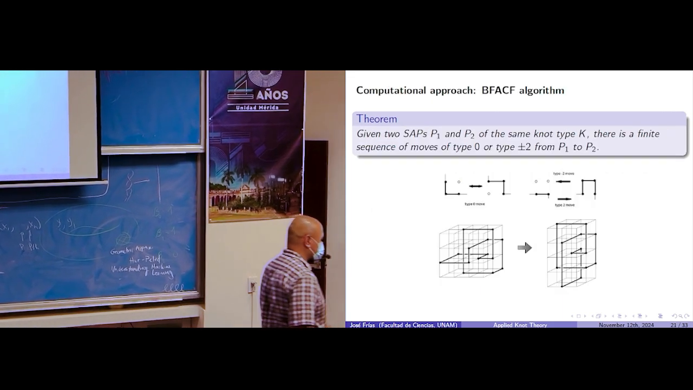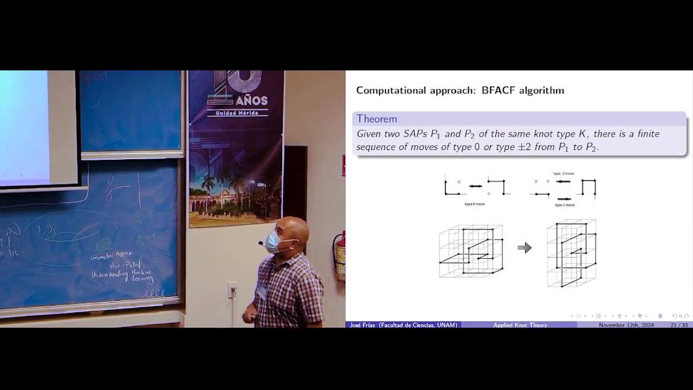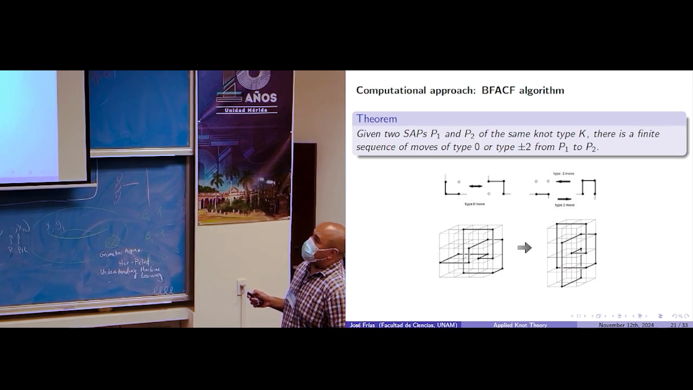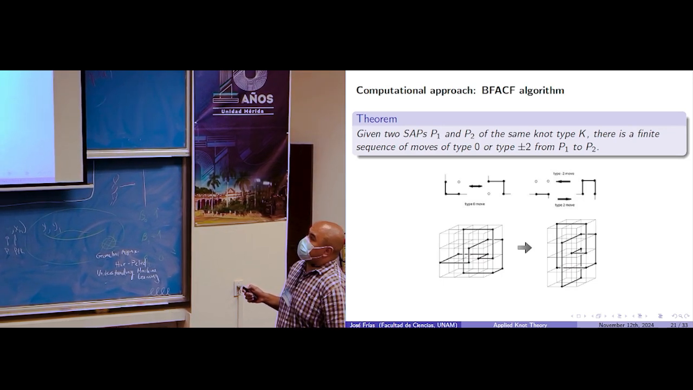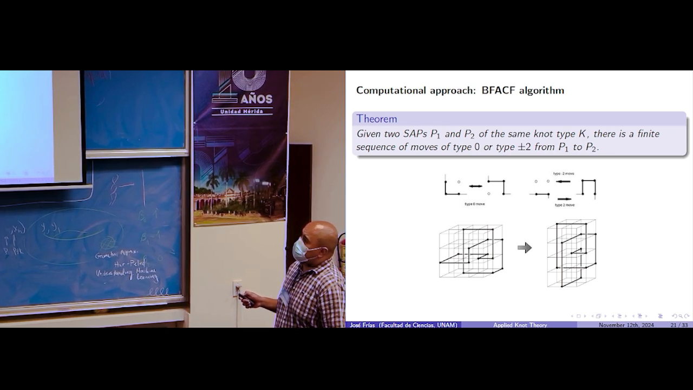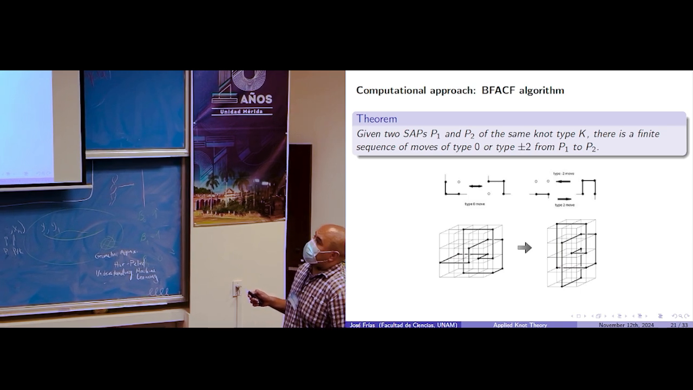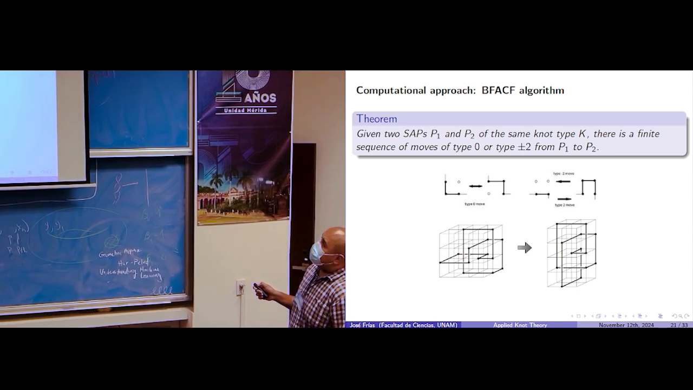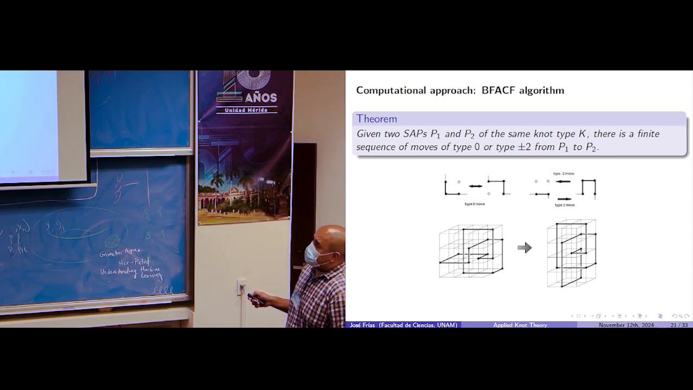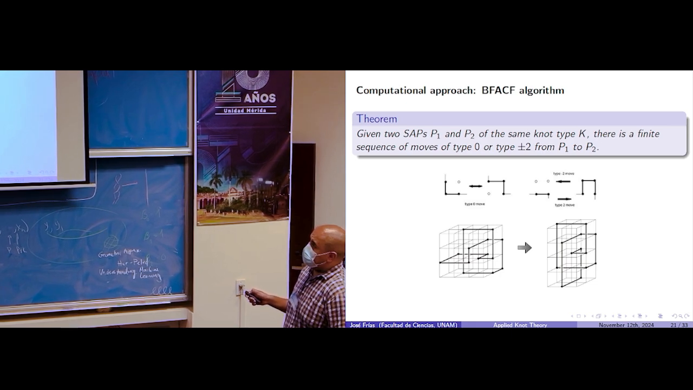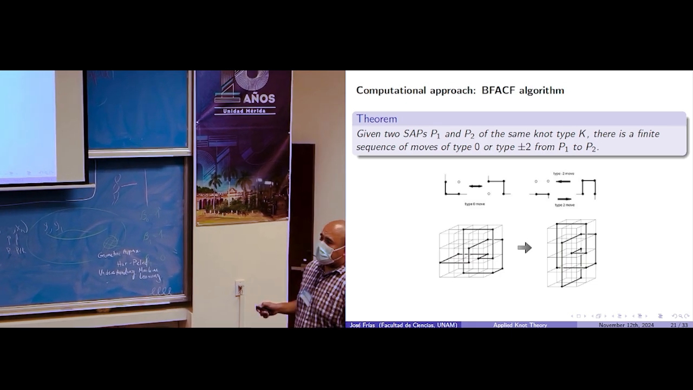Okay, we also have a computational approach. This famous algorithm, BFACF. And this algorithm has two moves. This is the first move, and this is the second move. And it says that two self-avoiding polygons of the same knot type differ by a finite sequence of this type of moves, right?